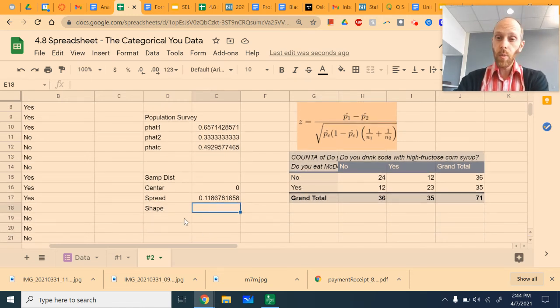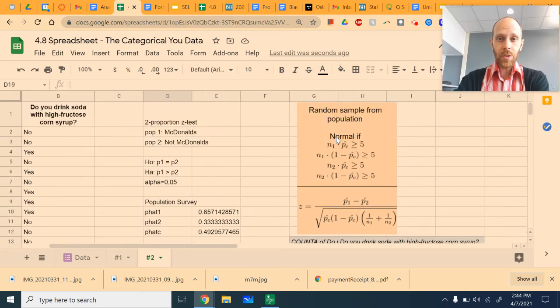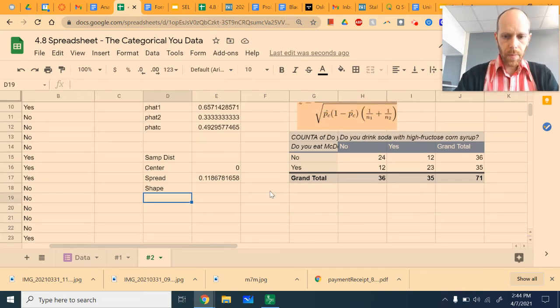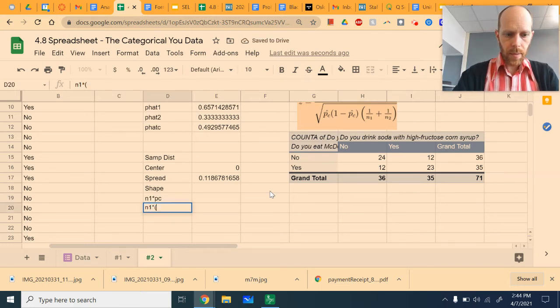For the shape, we want to know whether it's going to be normal or not, and we need to use these conditions right here: the first sample size times p hat combined, and then first sample size times 1 minus p hat combined, and then same thing with the second sample size. All of those have to be at least 5. So here we go. I'm going to calculate those. So N1 times PC, N1 times 1 minus PC. Technically, those should have a hat on them. I'm not going to worry about it. N2 times PC, and N2 times 1 minus PC. And let's see what we get for those.